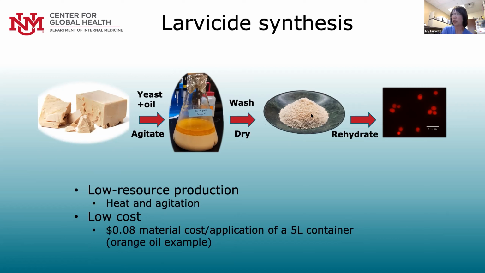And when we're ready to use it, we rehydrate a little bit of the larvicide, and then we add it to the body of water that we're trying to treat. So the setup for production is fairly minimal. We basically need a heated incubator for the agitation, a centrifuge for the washes, and a lyophilizer to dry the samples down. So cost for production is also fairly minimal. For example, the material cost for a single application of yeast encapsulated orange oil to a 5-liter container of water is only about 10 cents.